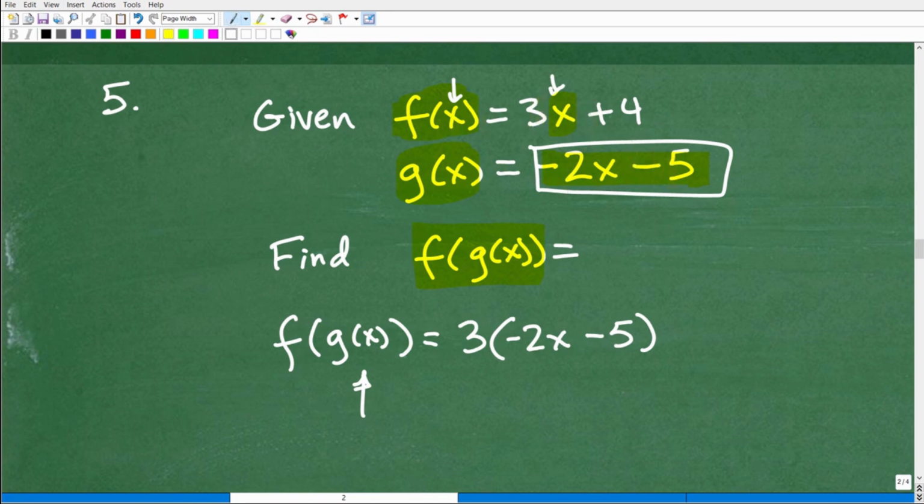But this is not done. This is 3 times, what am I plugging in? The g of x function, plus 4. All right, so let's go ahead and simplify this.